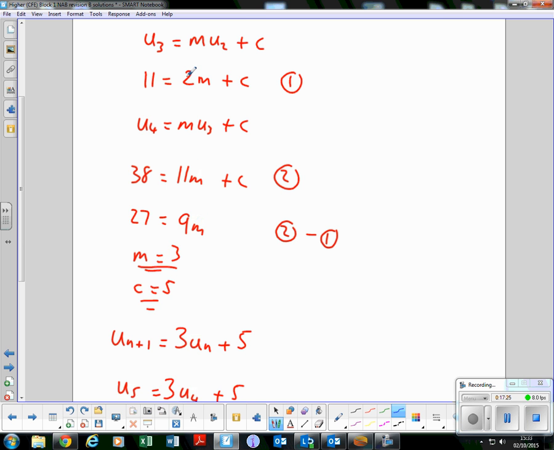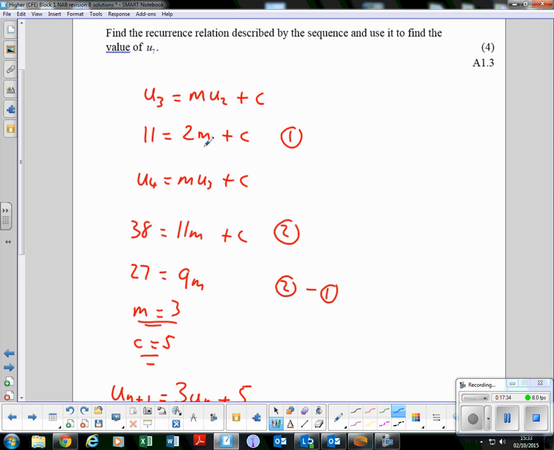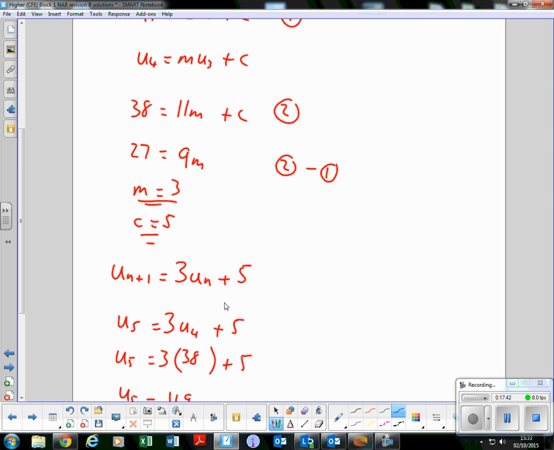So 11m subtract 2m is 9m. c subtract c is 0. 38 subtract 11 is 27. So m will be 3. Substitute in: 2 3's plus c equals 11. So c is 5, because 2 3's are 6, add 5 equals 11. Then we'll just state the actual recurrence relation here.